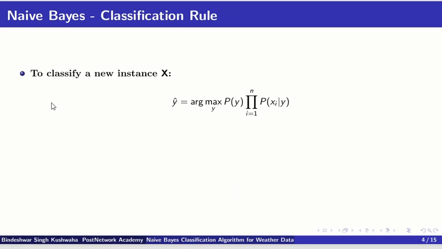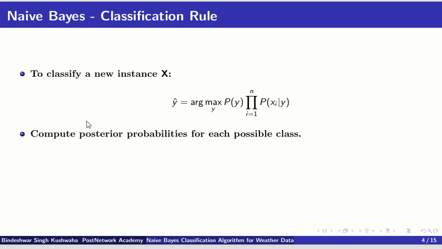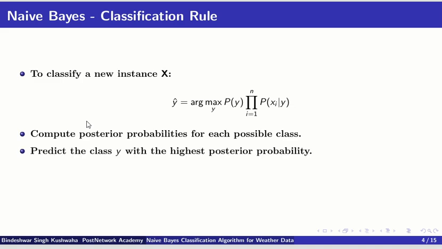Now to classify a new instance, we will find the maximum value of this expression, and that would be the class. I will explain it numerically, and we will compute posterior probabilities for each possible class and predict the class y with the highest posterior probability.